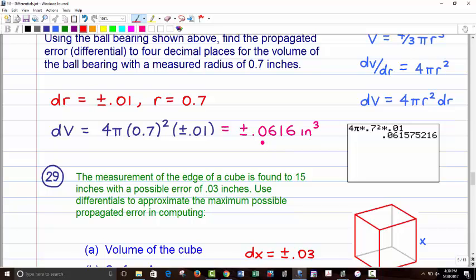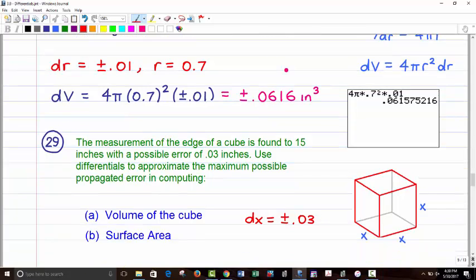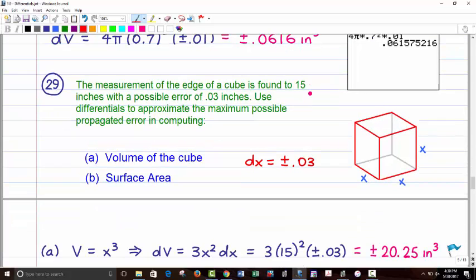So that's the allowance that we're saying. Okay, we got 0.7 as a measurement, which we could then report what that volume would be, but then we're now saying this represents the possible error in that result. Okie doke. How about the next one?